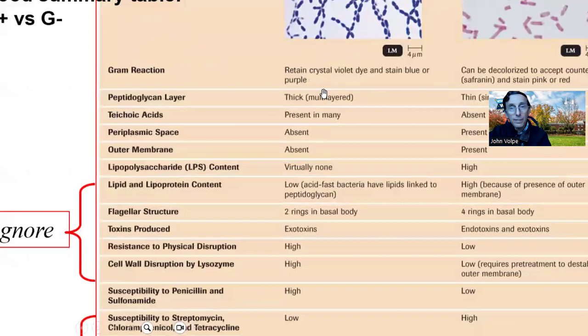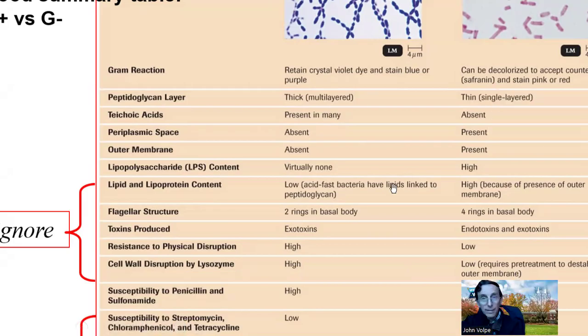Gram reaction: the gram-positive cell retains the crystal violet iodine complex. It's washed out of the gram-negative cells. Thick peptidoglycan layer, thin. Teichoic acid present, absent in the gram-negative cell. The periplasmic space is absent in the gram-positive, present in the gram-negative. The outer membrane is absent in the gram-positive, present in the gram-negative. The lipopolysaccharide, including lipid A, there's none in a gram-positive cell. There's high proportions of it in the gram-negative cell.